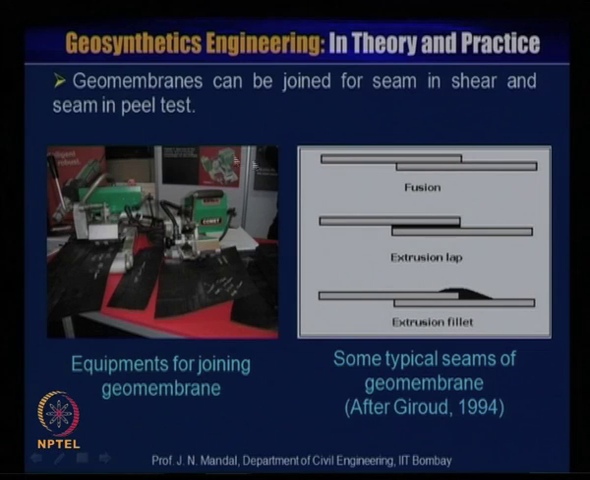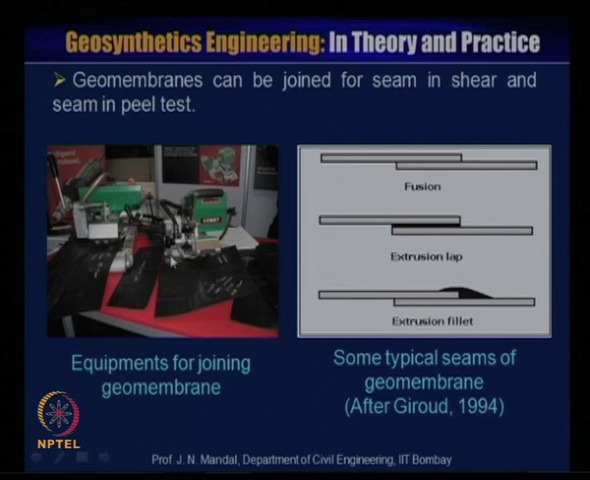And here I am just showing how some of the geomembranes can be joined for the seam in shear and seam in peel field tests. This is the machine with which you can join this. That means equipment for joining the geomembrane. I have also explained some of the types of geomembrane seams. Here this is the fusion, here is the extrusion lap, or this is the extrusion fillet. So, this is all given by Koerner, Geosynthetics 1994.